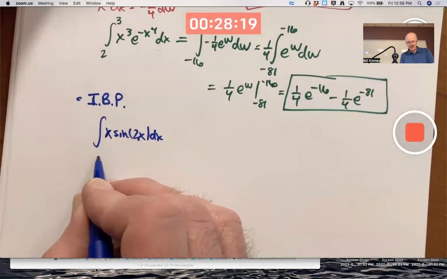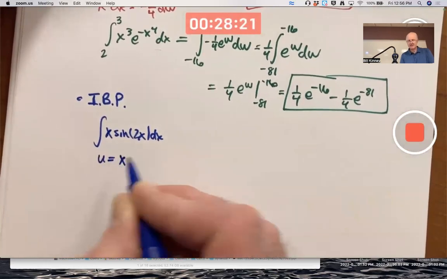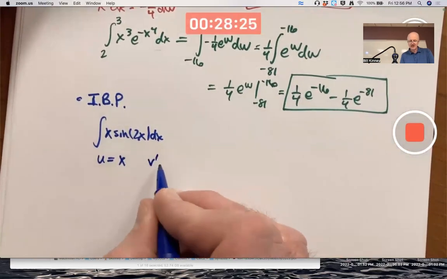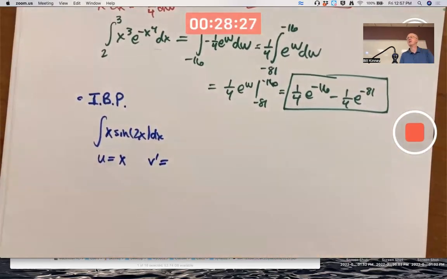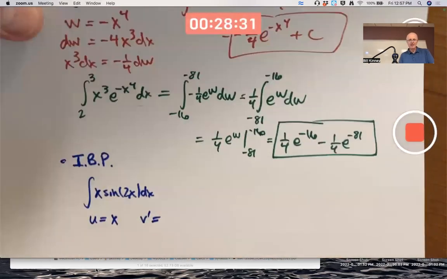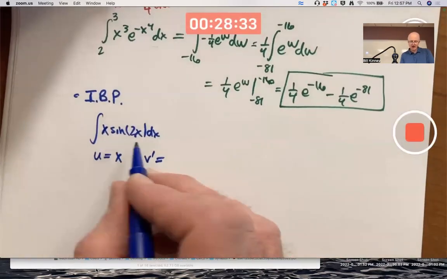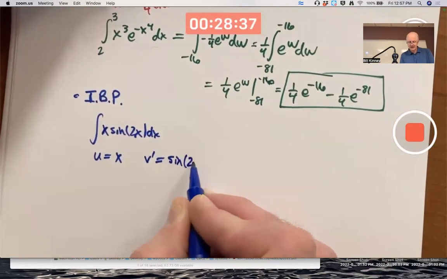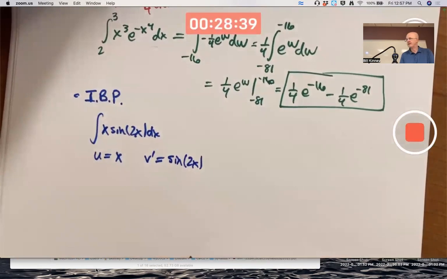And in this kind of situation, it is best to let u be x so that u prime is simpler. In general, the most important piece of advice about integration by parts is to make sure v prime is something in this product that is easy to integrate. Yes, sine of 2x is fairly easy to integrate.